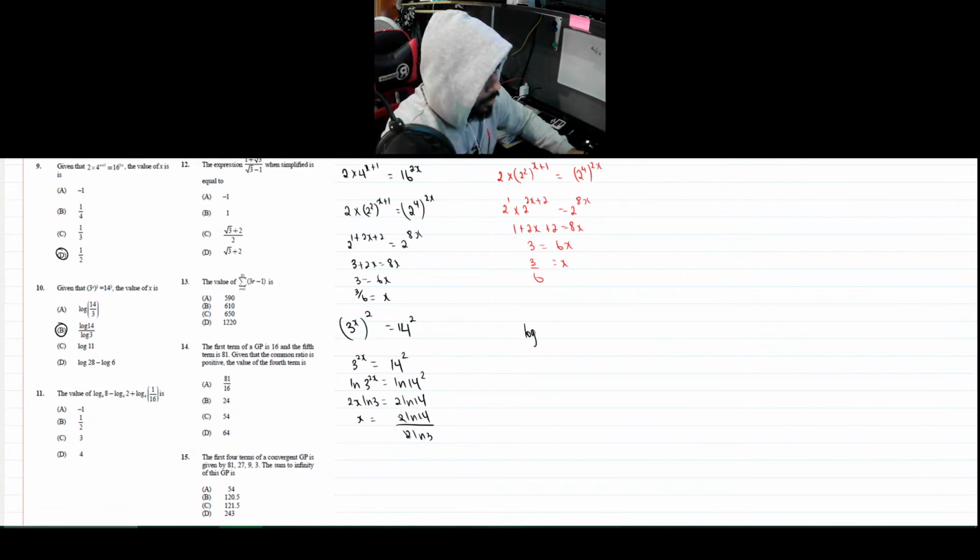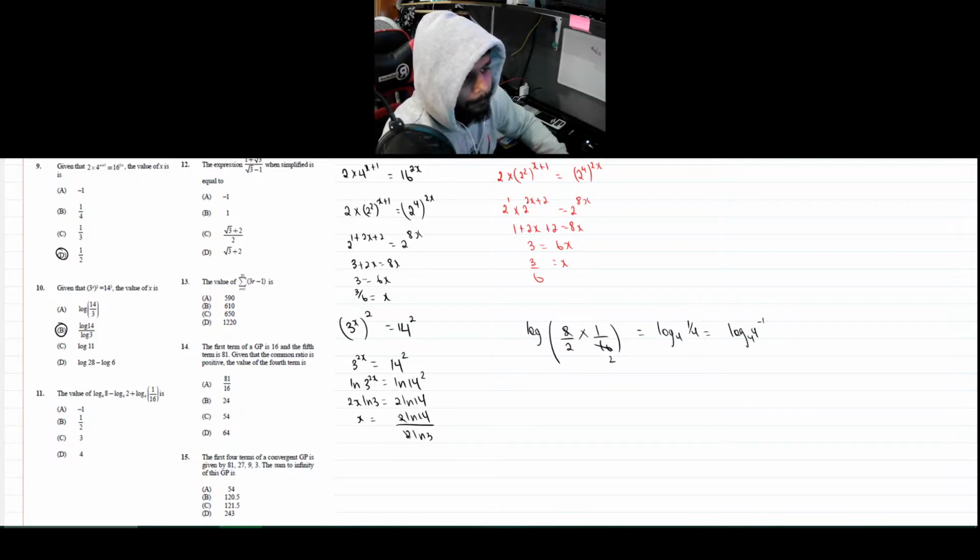So here we go, have log of 2 to the power 3 to base 4. Actually, we don't have to do that. All the bases are base 4, so we can use the laws, law 1 and law 2, addition and subtraction. This could be log of 8 divided by 2 multiplied by 1 over 16. Bam, bam. We get log of a quarter to base 4. That will be log of 4 to the minus 1 to base 4, which is minus 1. A.